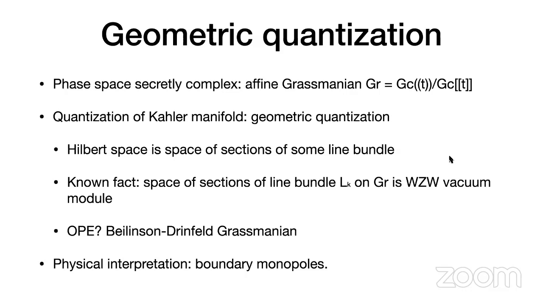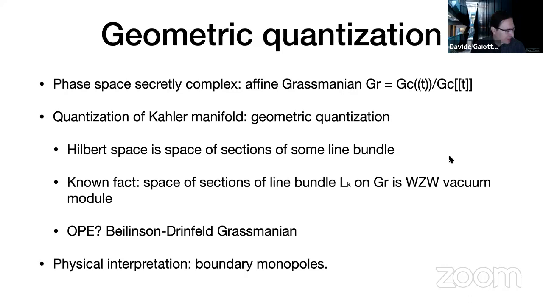My question is, you mentioned that the Beilinson-Drinfeld Grassmannian plays a role here. But there is also a line bundle on this Beilinson-Drinfeld Grassmannian, in a similar way to the line bundle on the affine Grassmannian. Do you expect some meaning from the space of sections of the line bundle on the Beilinson-Drinfeld Grassmannian? Does it have any physical meaning? I think it's something like the space of operators, not at a point, but at a collection of points.